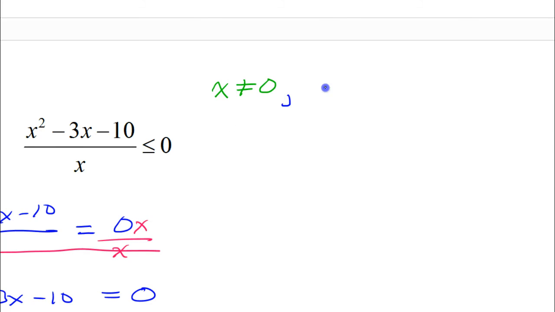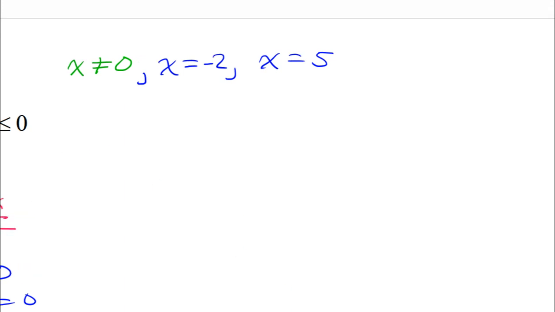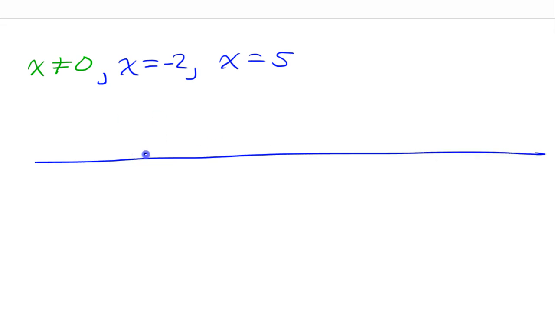So let me add that to my list. So x equals negative 2, x equals positive 5. So these are the 3 values. The solutions and the excluded value all go on the number line. Okay, let me leave myself plenty of space. So here comes the number line. So I'm going to put them in order, of course. So I have negative 2, and then the middle here should be 0, and then over here it should be 5.